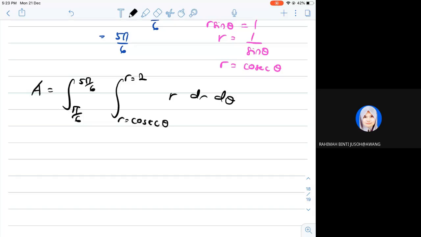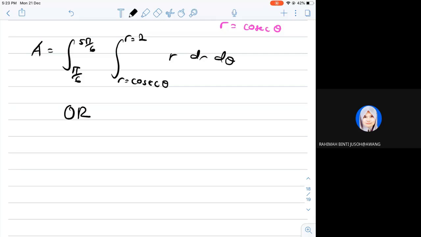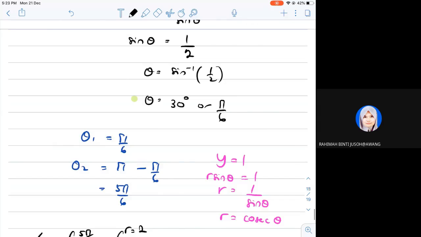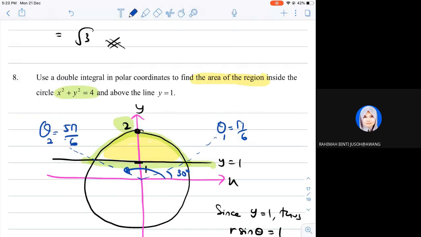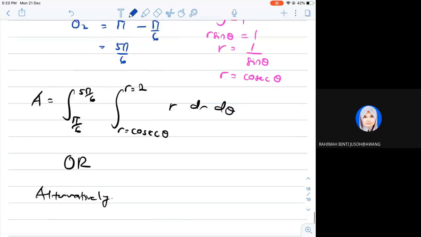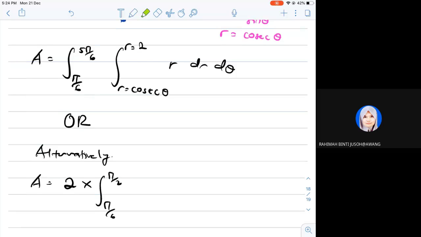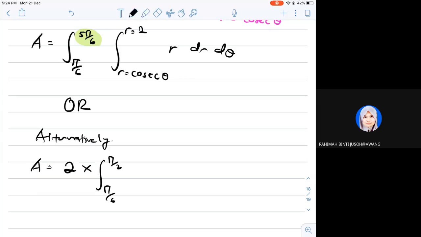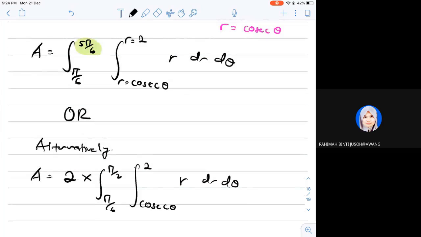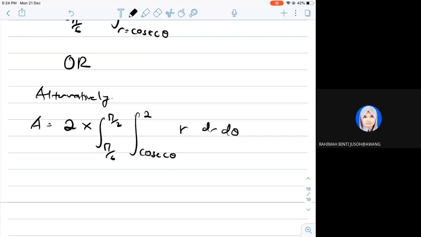Okay guys, I don't like 5 pi over 6 very much. Let's say I want to make it smaller, because it's troublesome when substituting. Alternatively, if I consider half of this angle, I will consider until theta equals pi over 2, isn't it? So we will have area equals 2 multiplied by the integral from pi over 6 until pi over 2. The earlier one was the whole region, but I don't like 5 pi over 6, it's hard to calculate, so I will take pi over 2, our common angle. Then r from cosecant theta to 2, r dr d theta. Both will give you the same answer, don't worry. If you are comfortable with 5 pi over 6, it doesn't matter, you can use the first one. But for me, I would rather use the second one.